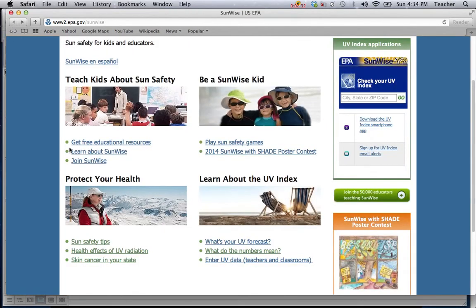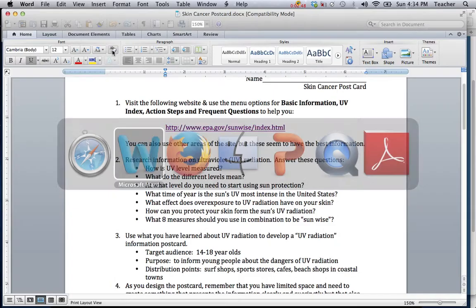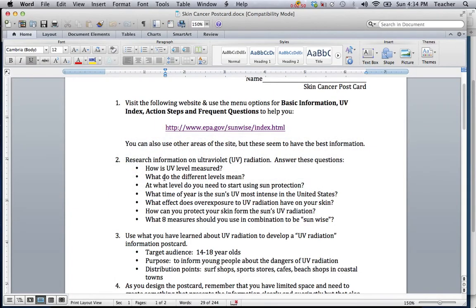You can look at the what is your UV forecast, but obviously that's going to change on a day-to-day basis. In order to learn about ultraviolet radiation, you want to check out the what do the numbers mean area. Based on that, that's meant to get you started. You may want to use some other sources, which is perfectly fine.